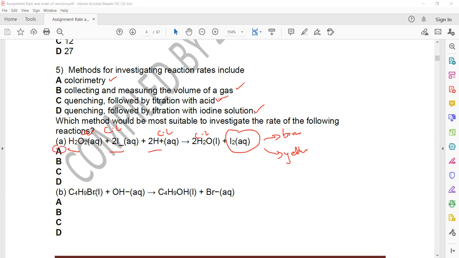Then C4H9Br plus OH gives C4H9OH plus Br. So OH is involved. OH is from alkali basically. So which technique can we use? Quench followed by a titration with acid, and quenching can be done by either changing the temperature or adding a certain reagent which stops the reaction. So that is C.